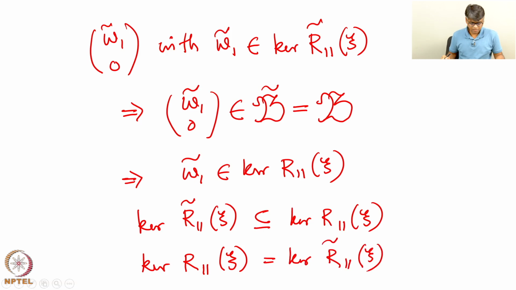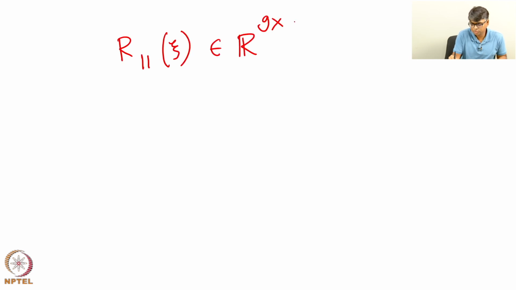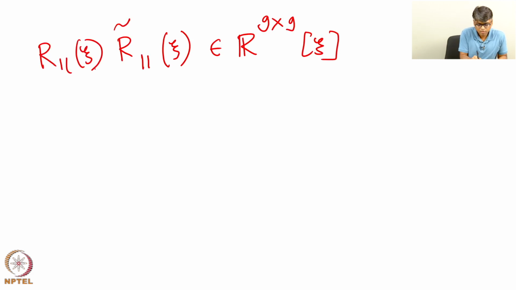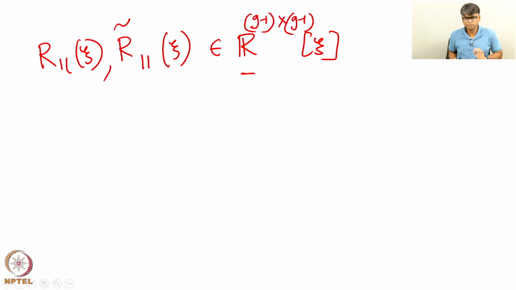Now, once we have equality of these two kernels, we remember that these matrices are smaller sized matrices. This matrix is size G cross G, while R11 xi and R11 tilde xi are both of size G minus 1 times G minus 1, smaller size matrices.